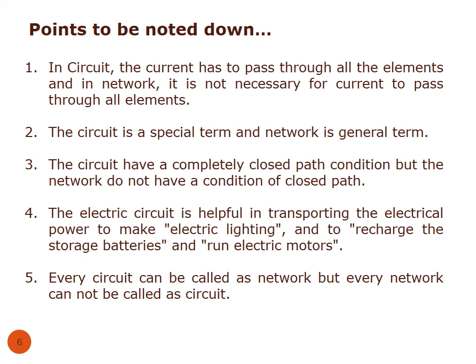So students, points to be noted down from these two fundamental definitions. Number 1, in a circuit, the current passes through all the elements, and in a network, it is not necessary for current to pass through all elements. Second, the circuit is a special term and a network is a general term. Third, the circuit has a completely closed path condition, but the network does not have a condition of closed path.